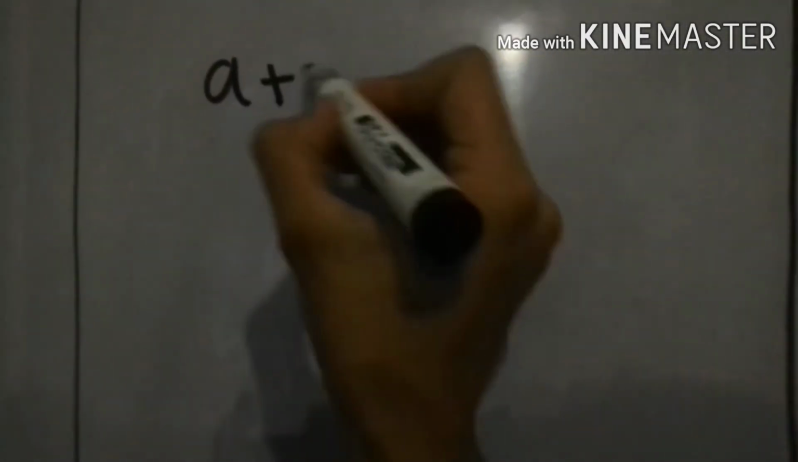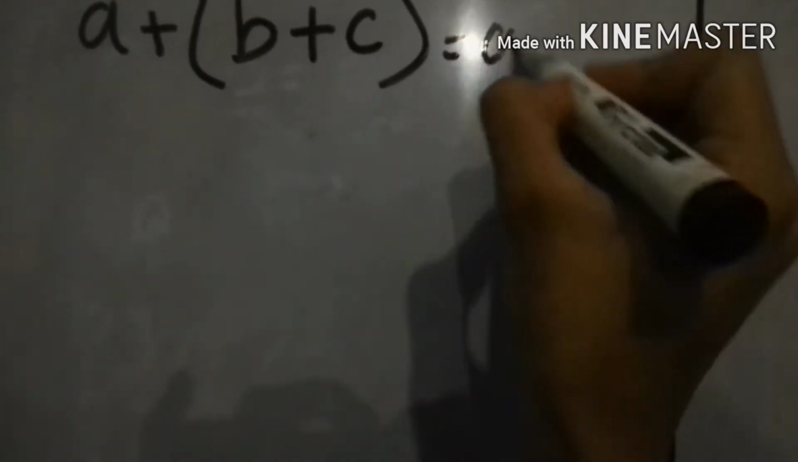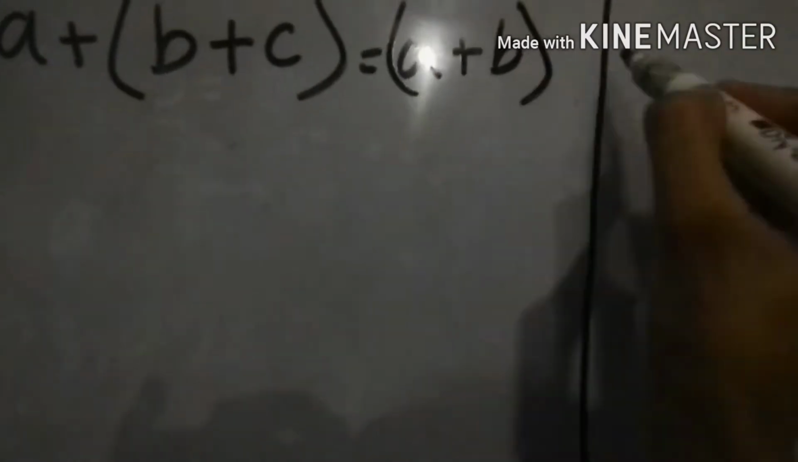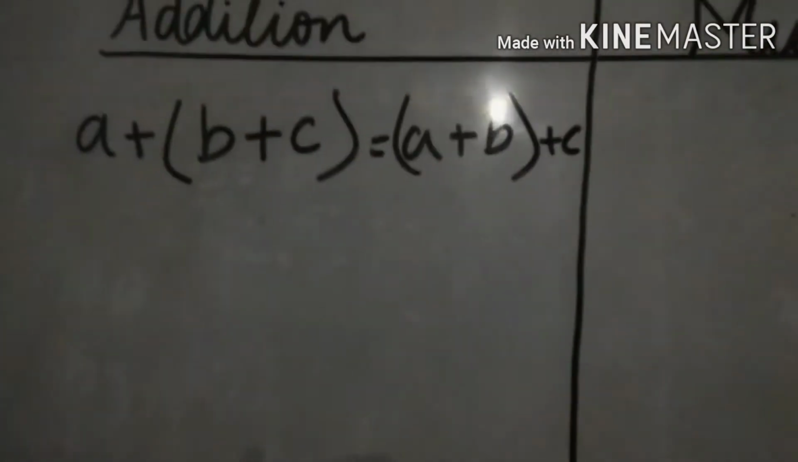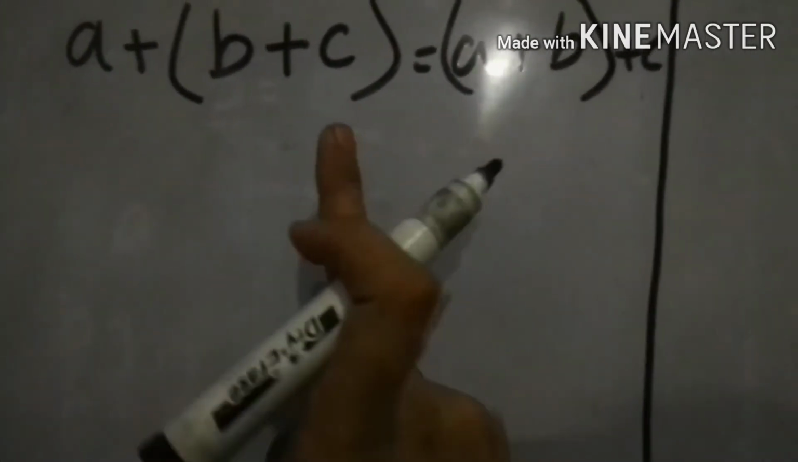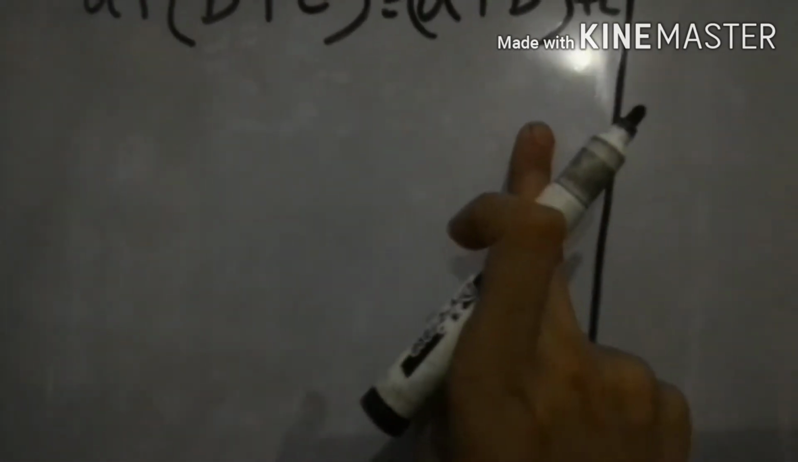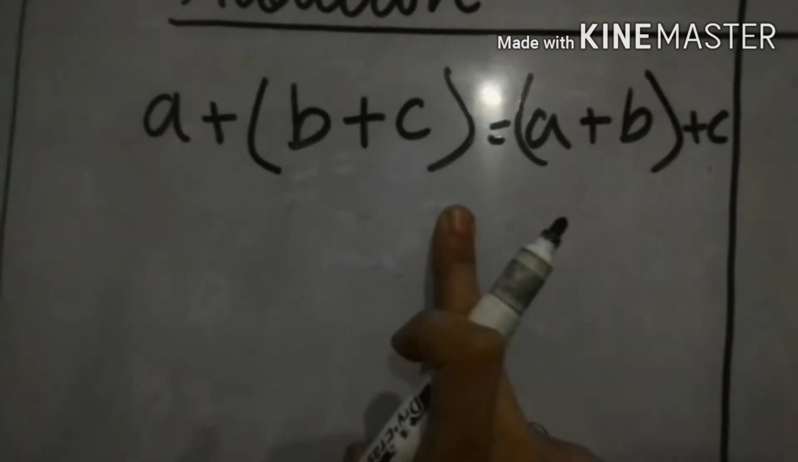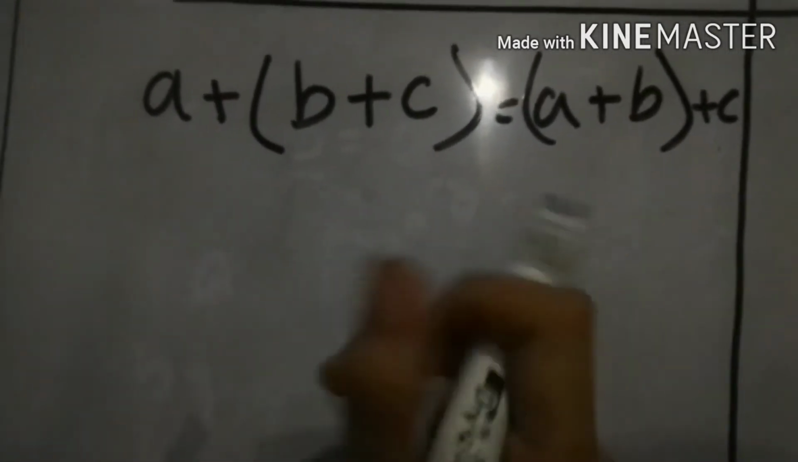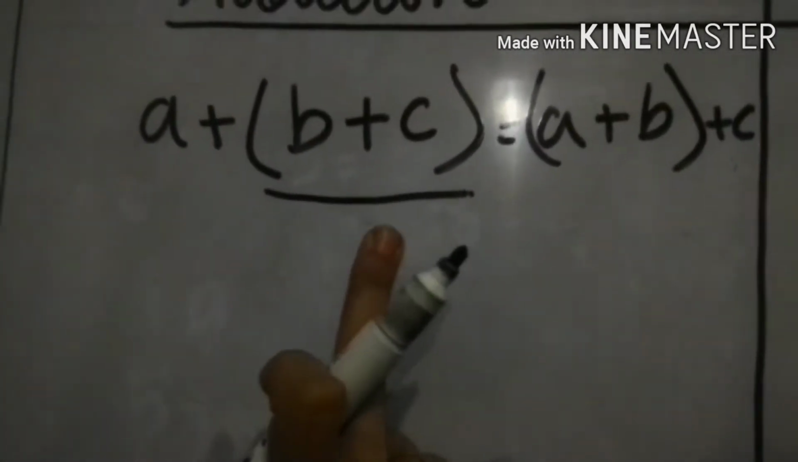A plus (B plus C) or (A plus B) plus C. It means that whether we add A into the sum of B plus C or the sum of A plus B into C, the answer will be the same. This parenthesis means that we have to solve this thing first, and then we have to add A into the sum of this one.